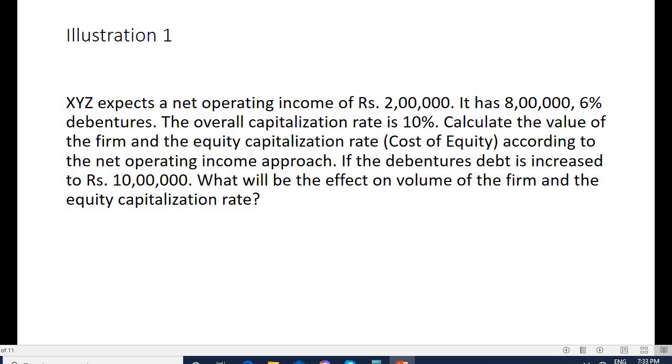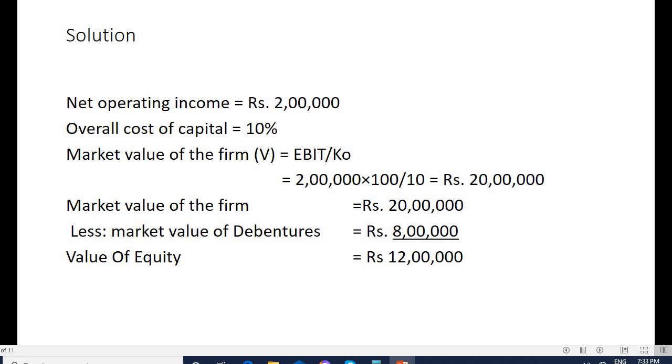Let's have one problem based on the NOI approach. XYZ expects a net operating income of rupees 2 lakh. It has 8 lakh 6% debentures. The overall capitalization rate is 10%. Calculate the value of the firm and cost of equity according to the net operating income approach. If the debenture debt is increased to rupees 10 lakh, what will be the effect on the value of the firm and equity capitalization rate? The net operating income as given in the problem is 2 lakh.